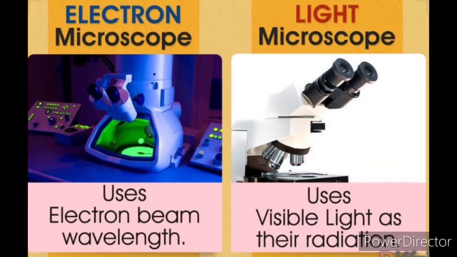What do we mean by electrons? Electrons are tiny particles that are smaller than atoms. By using electron microscopes, scientists can obtain pictures of objects that are too small to be seen with light microscopes. Electron microscopes allow higher magnification and better resolution than light microscopes.